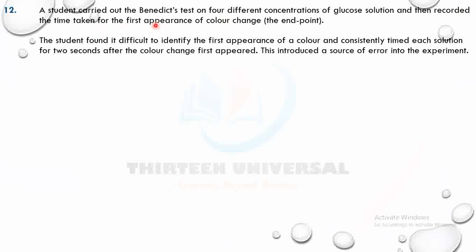A student carried out Benedict tests on 4 different concentrations of glucose solution and then recorded the time taken for the first appearance of color change. That's the end point. The student found it difficult to identify the first appearance of a color, and consistently, which is very important, timed each solution for 2 seconds after the color change first appeared. This introduces a source of error in the experiment.